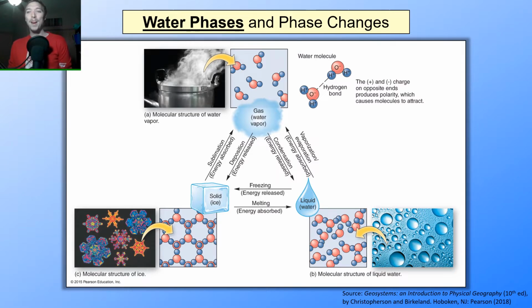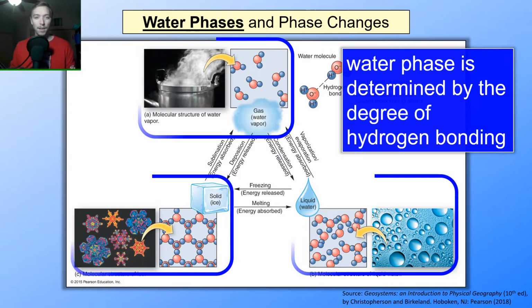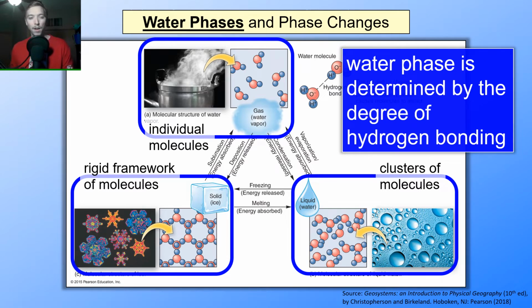So we're looking at water phases and phase changes. So water phase is determined by the degree of hydrogen bonding. We look at here, we got individual molecules kind of in our gaseous form, clusters of molecules in our liquid form, and a rigid framework of molecules in our solid form: gas, liquid water, and ice.